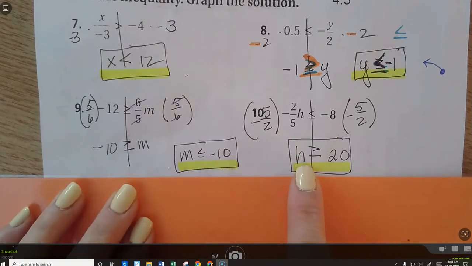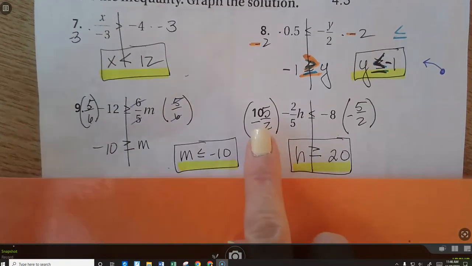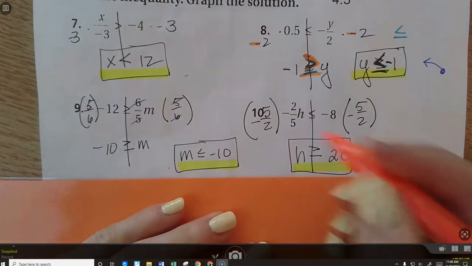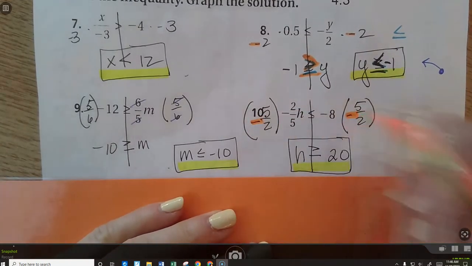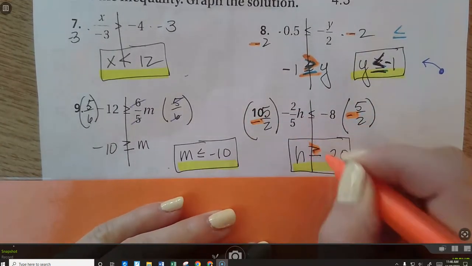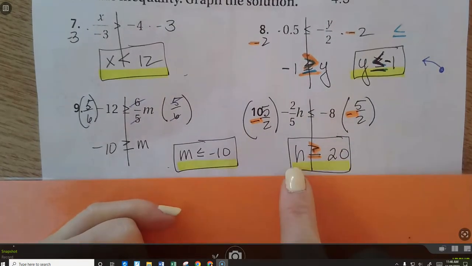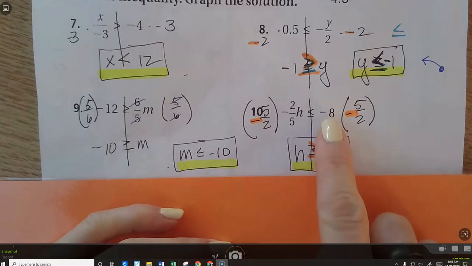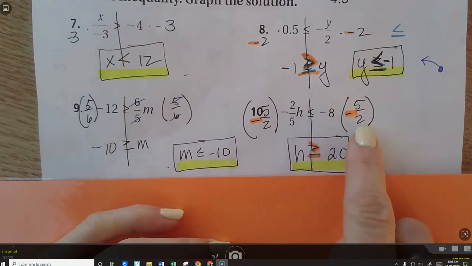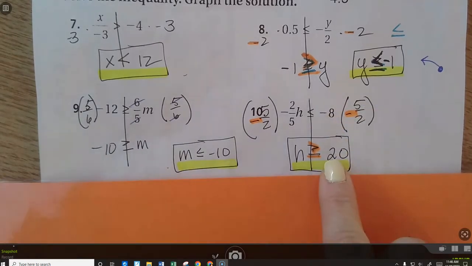Okay, next one, again, you're going to multiply by the reciprocal. In this case, though, the reciprocal is a negative. As soon as you multiply by that negative on both sides, now it's flipped going the other way. Okay, so bring down your H, and then I worked this out. 8 divided by 2 is 4, times 5 is 20.